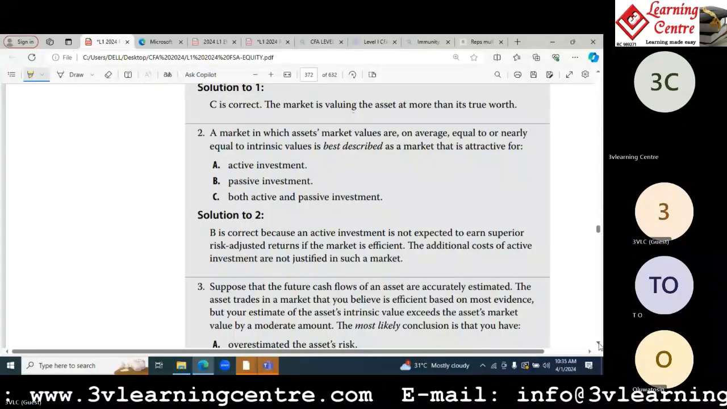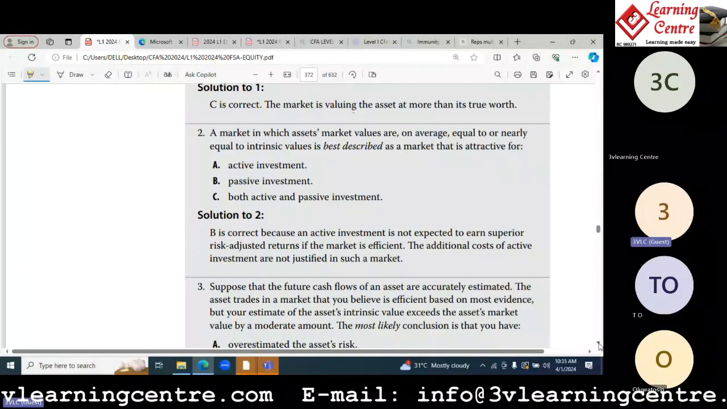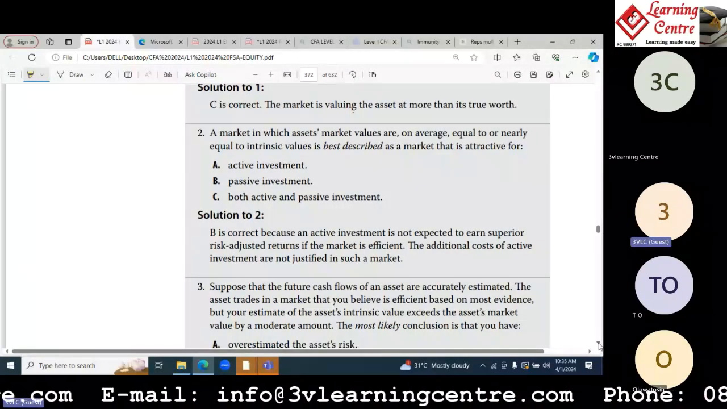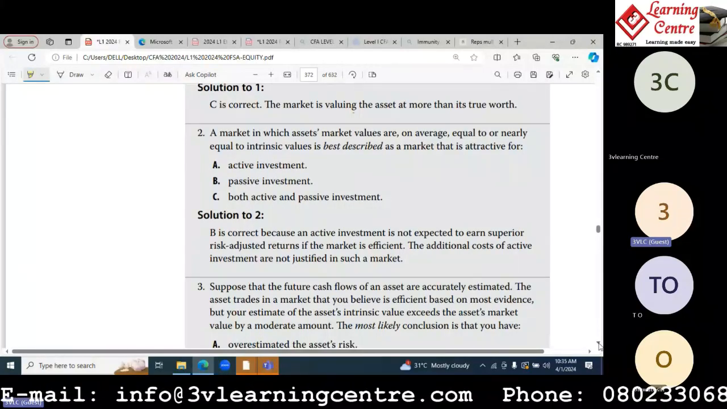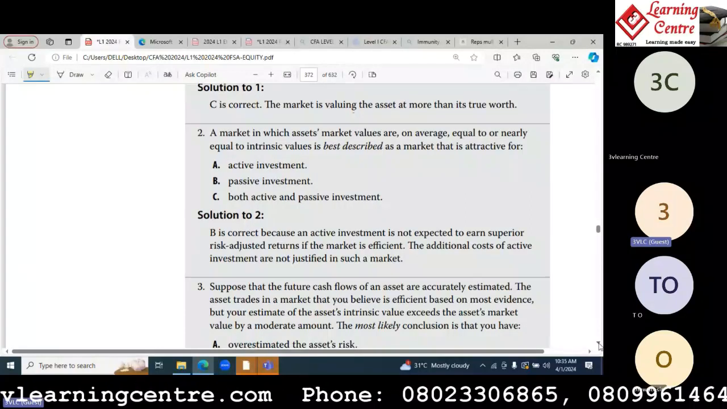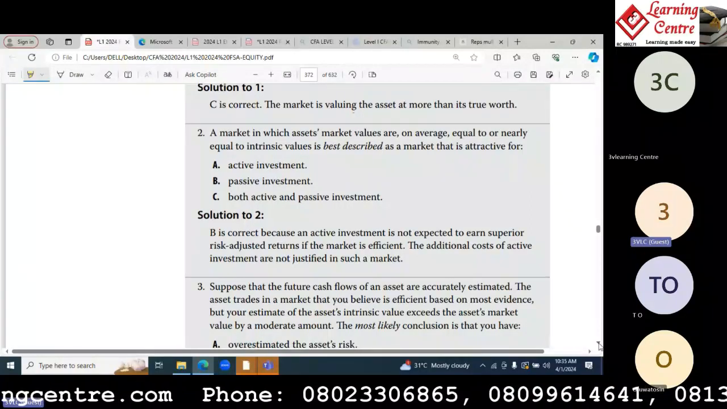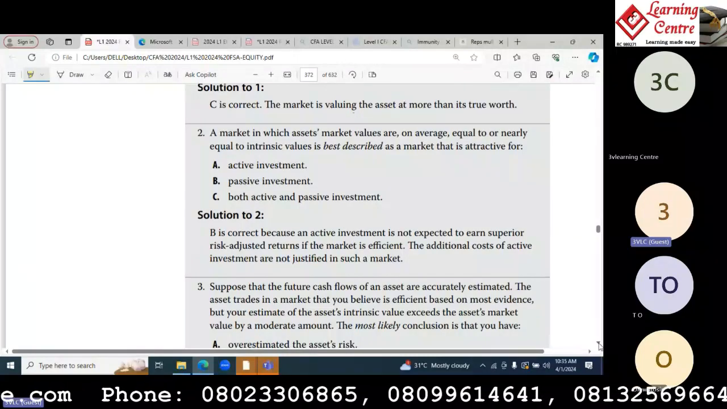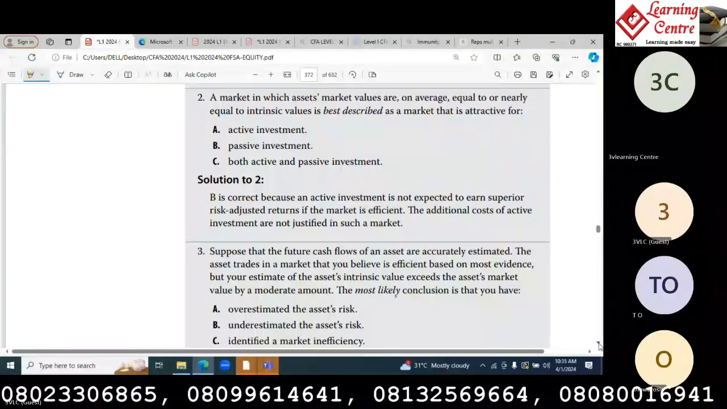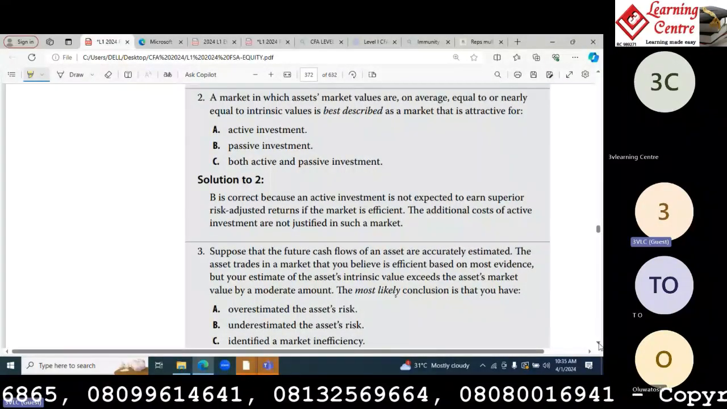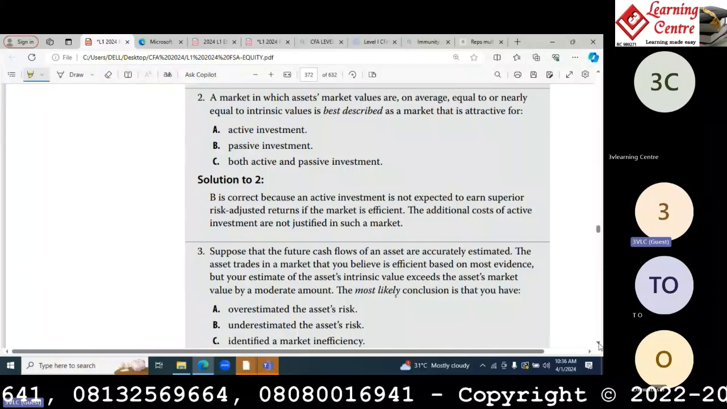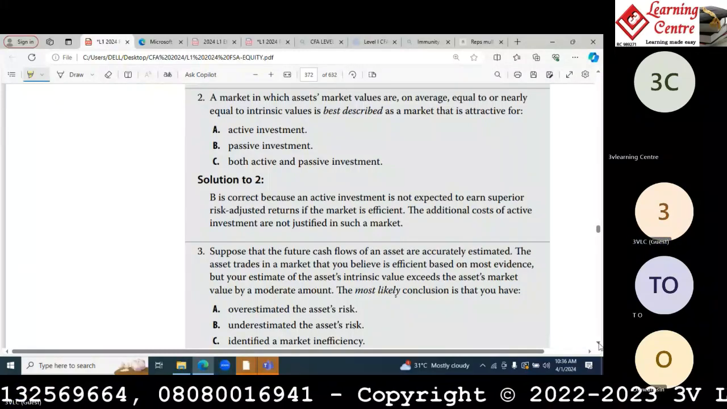Now, number three, suppose that future cash flows of an asset are accurately estimated. The asset trades in a market that you believe is efficient based on most evidence. But your estimate of the asset's intrinsic value exceeds the asset's market value by a moderate amount. The most likely conclusion is that you have: overestimated asset risk, underestimated asset risk, or identified a market inefficiency. What do you guys think? I want you guys to answer this one.